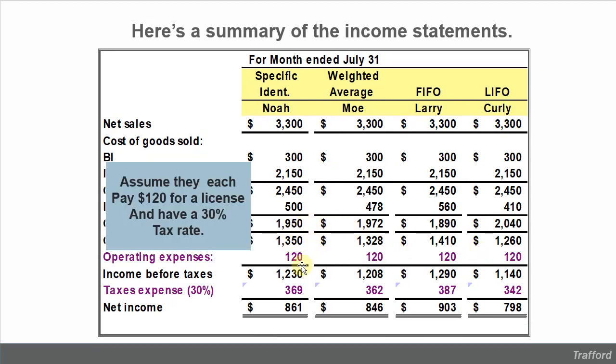After gross margin, we have $120 of operating expenses. And again, this is a highly simplified example. What we're assuming here is that each one of these individuals had to pay $120 for some sort of business license. So that was a cash cost for each one of these individuals, and also an operating expense. So when you take gross margin minus the selling and admin expenses, we have net income before taxes. And of course, these numbers are all different across the four individuals because gross margin was different across the four individuals. We're also going to assume that there's a 30% income tax rate that applies to these people. So 30% of net income before tax is the tax expense, and after you subtract tax expense, you get the net income.